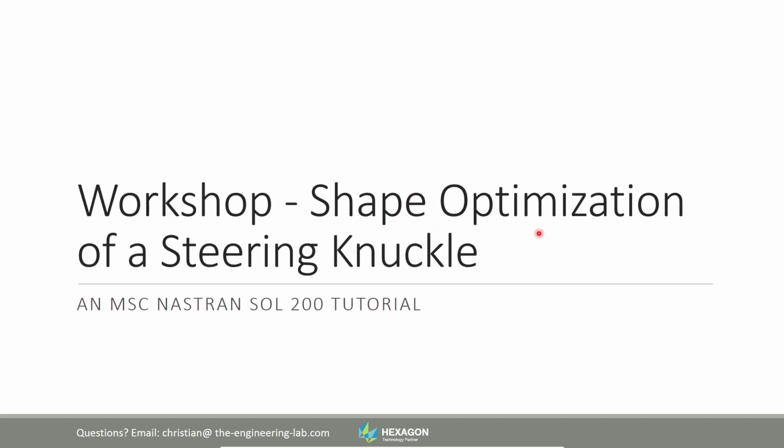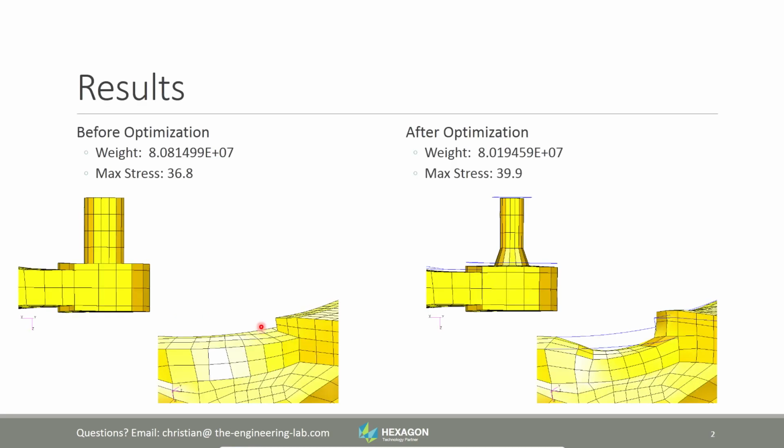Today we are going to perform a shape optimization on a steering knuckle that you might find in a ground vehicle in the automotive industry. Now we are going to be using Nastran Sol 200 to perform this optimization, and this is what you can expect. We are going to take a few regions of this model and we're going to specify some shapes. These shapes are going to either expand or contract. The goal is to minimize the mass from about 8.08 and reduce it to about 0.02.